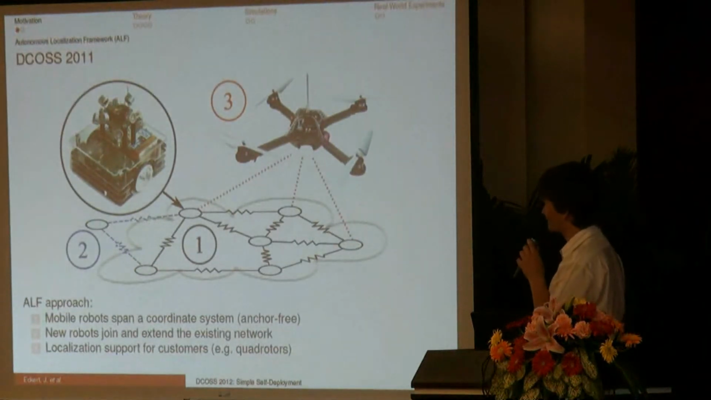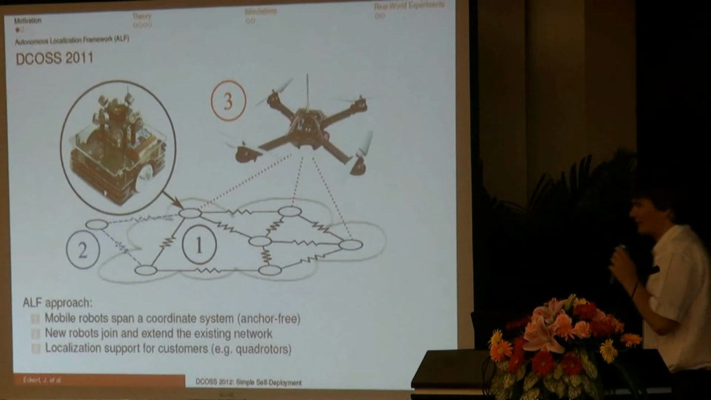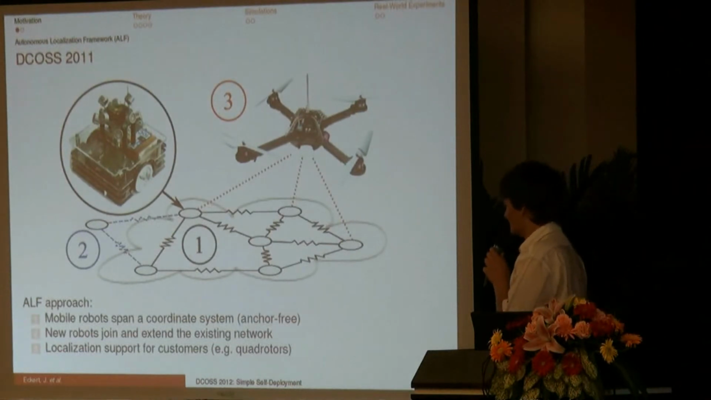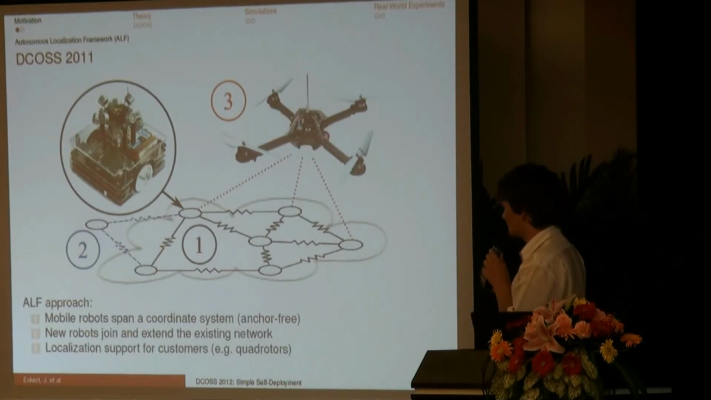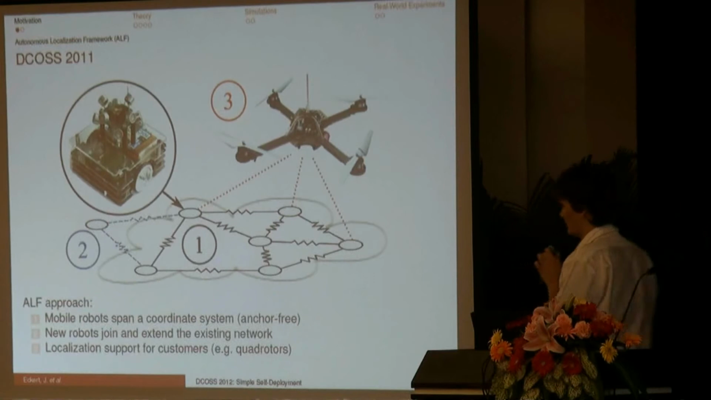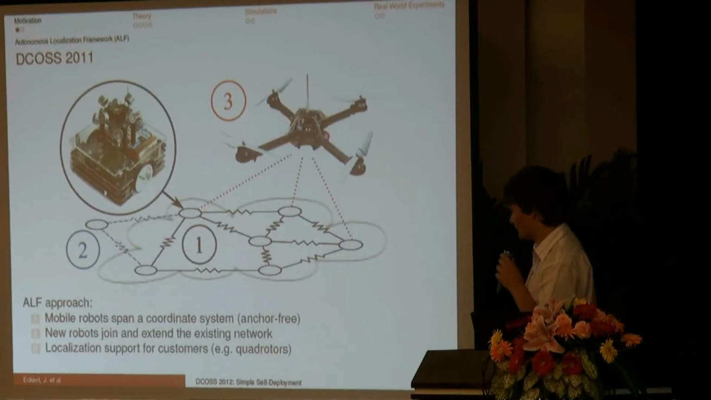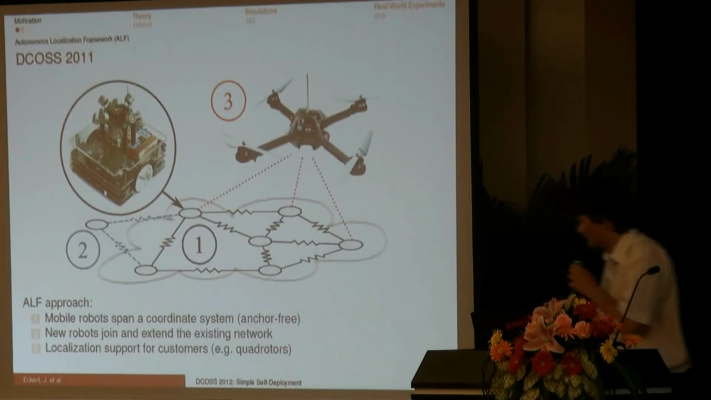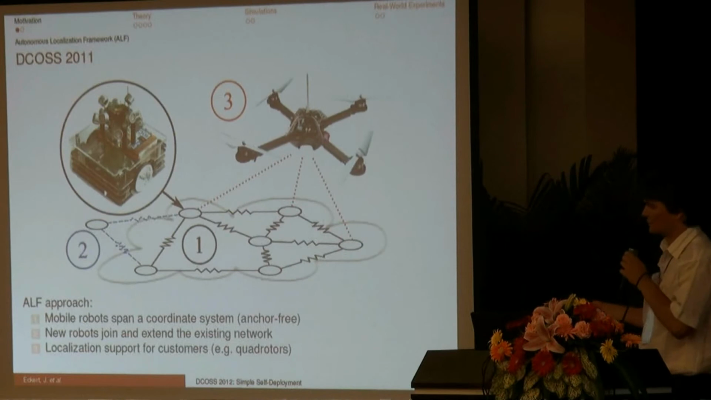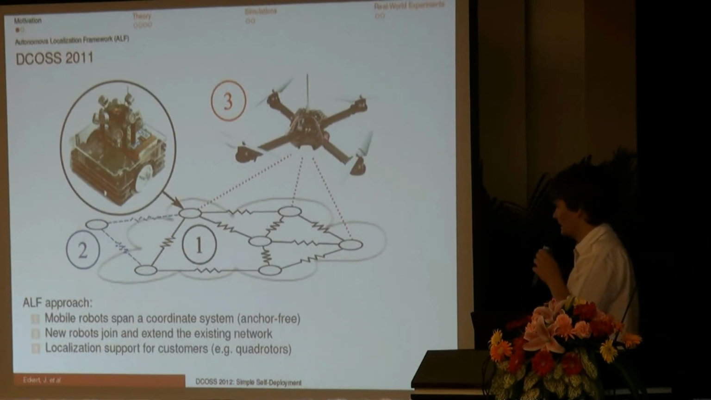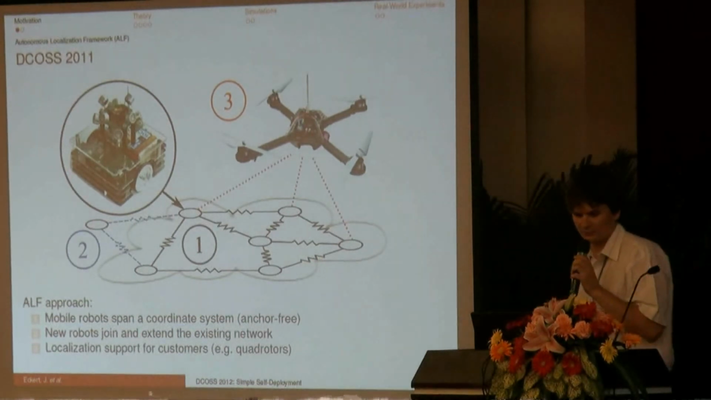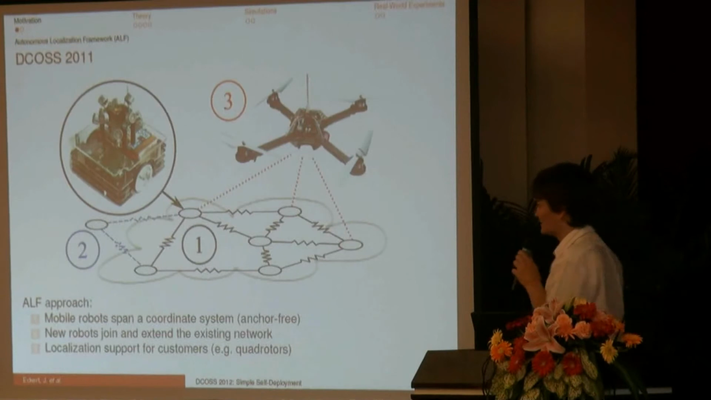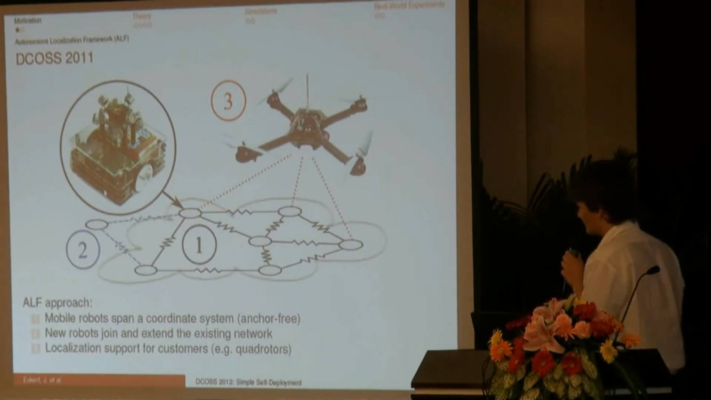A year ago, at DCOSS 2011, we introduced our autonomous localization framework. It's basically a framework where a set of swarm robots are distributed in an unknown environment, and they can form a coordinate system in an absolutely distributed manner. Due to this, nodes are allowed to join or leave at any point in time. And last but not least, we are also able to provide localization support for customers, as introduced last year for our quad rollers.